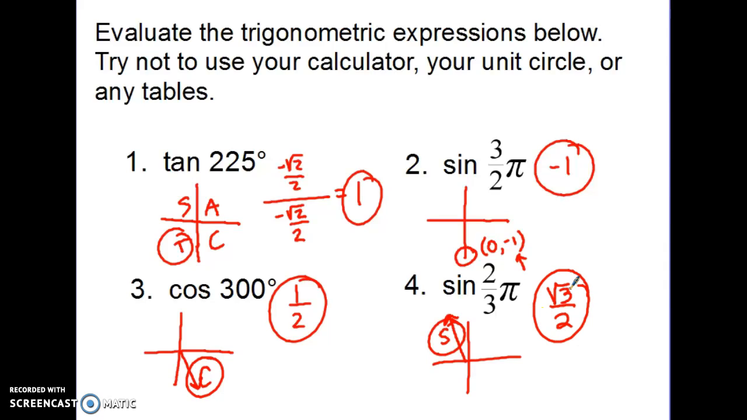So now hopefully you see why it is so important to have a good understanding of the unit circle, because you've got to know where those coordinate pairs are so that you can actually use the unit circle for what it's meant to be used for.